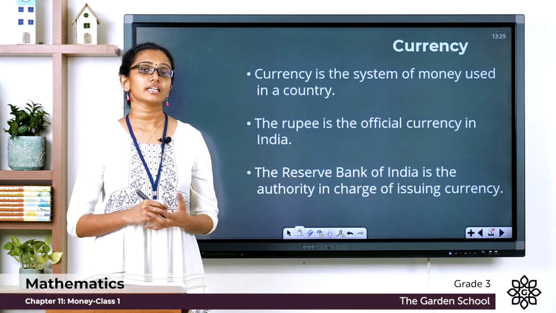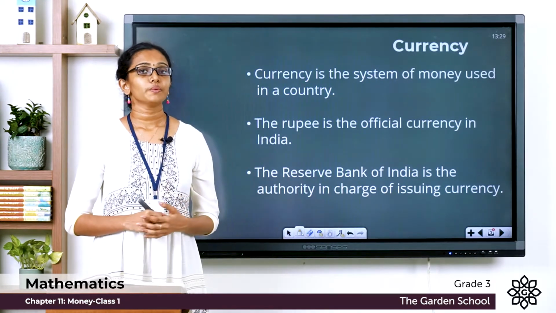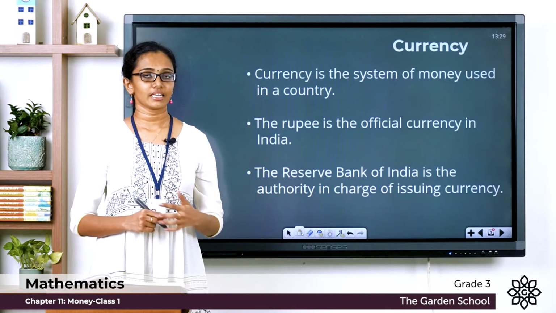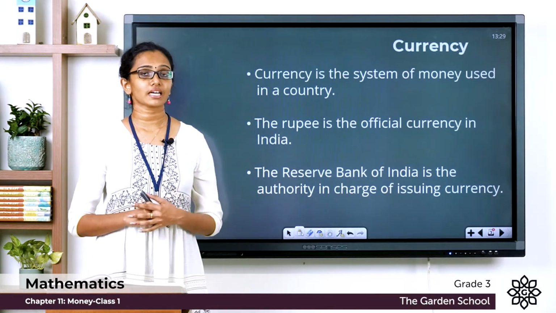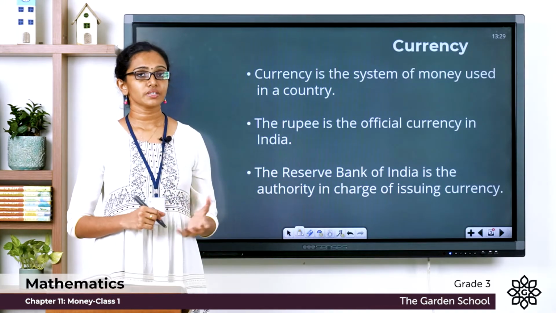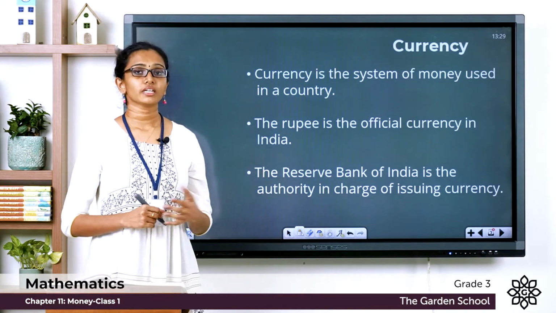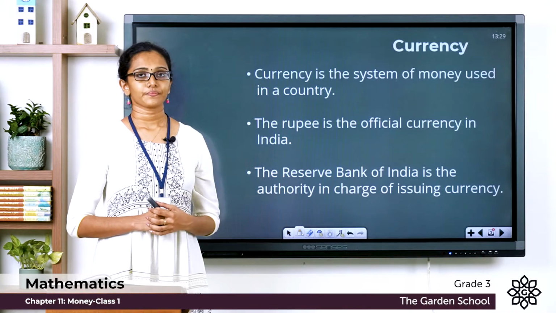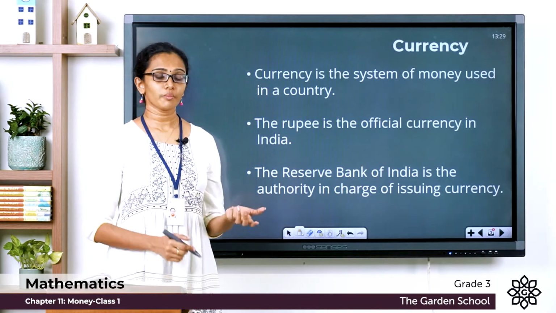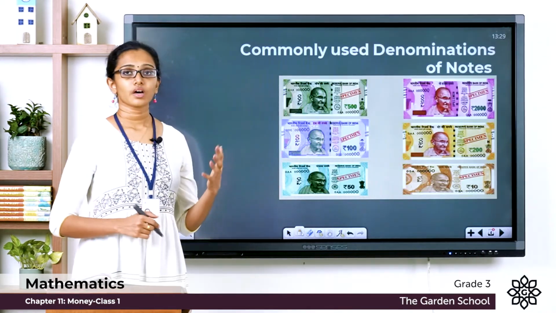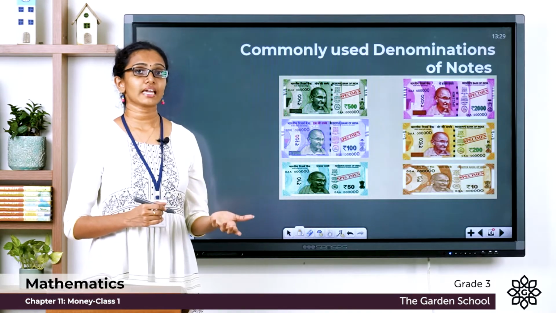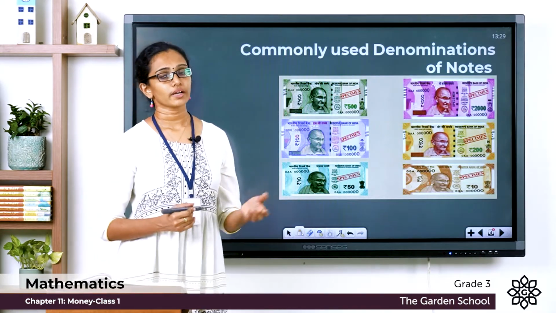And which is the currency in India? The rupee is the official currency in India. And who issues these currencies? In India, the Reserve Bank of India is the authority for issuing the currency. Now, we'll see some commonly used denominations of notes. Denominations indicate the value of a note or a coin.